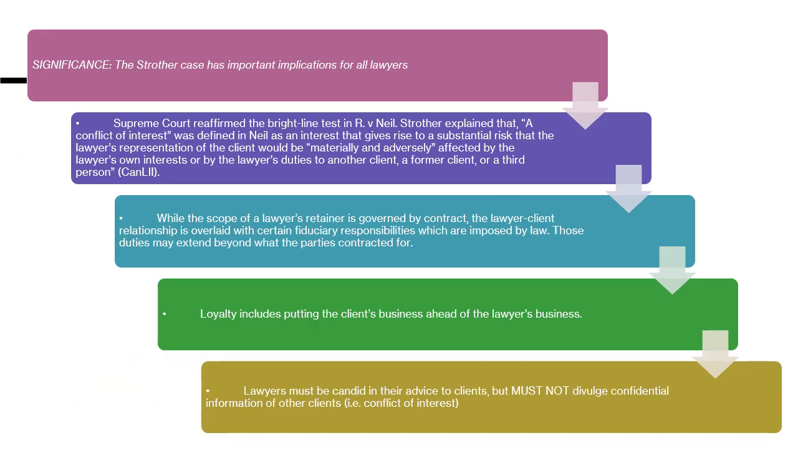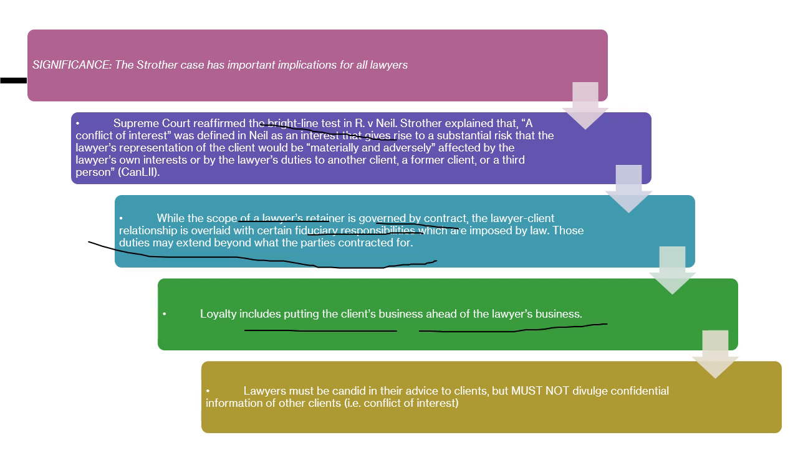So what was the important significance of this case? So the Strother case has important implications for all lawyers. The Supreme Court reaffirmed the bright line test in R versus Neil. So while the scope of a lawyer's retainer is governed by contract, the lawyer-client relationship is based upon fiduciary responsibilities. So that goes beyond the contract. Loyalty includes putting the client's business ahead of the lawyer's business.